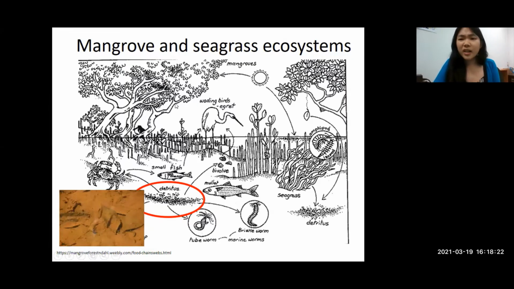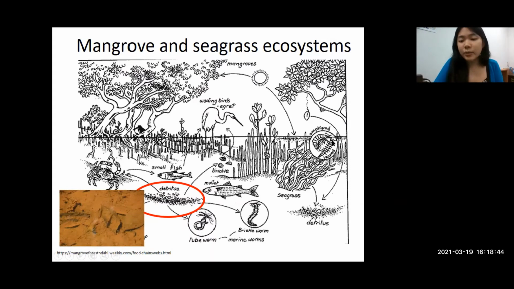So not a lot of things like to eat the mangrove leaves directly. They're not that nutritious. They're really hard to digest. They have a lot of tannins in them. So what happens is the leaf falls down, microbes start breaking it down, fungi and bacteria, and it turns into just kind of like soapy, organic mush matter.